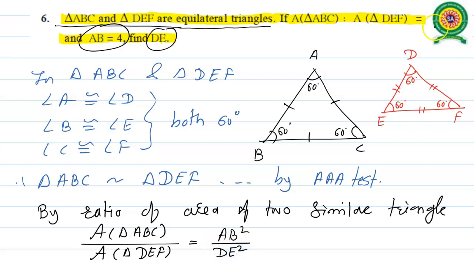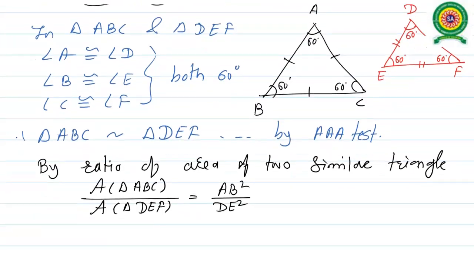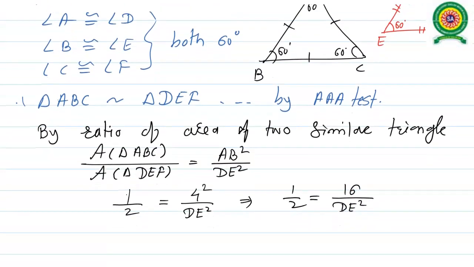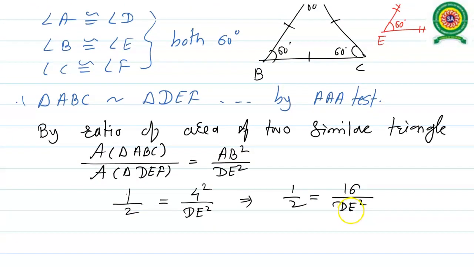For the area, we have the given proportionality: area of triangle ABC is to area of triangle DEF equals 1:2. So in terms of the ratio, we have 1/2 equals AB, whose value is 4, so 4 square divided by DE square. Now 4 square becomes 16, so we have 16 divided by DE square. We are finding the value of DE square first, so let's take the reciprocal on both sides.